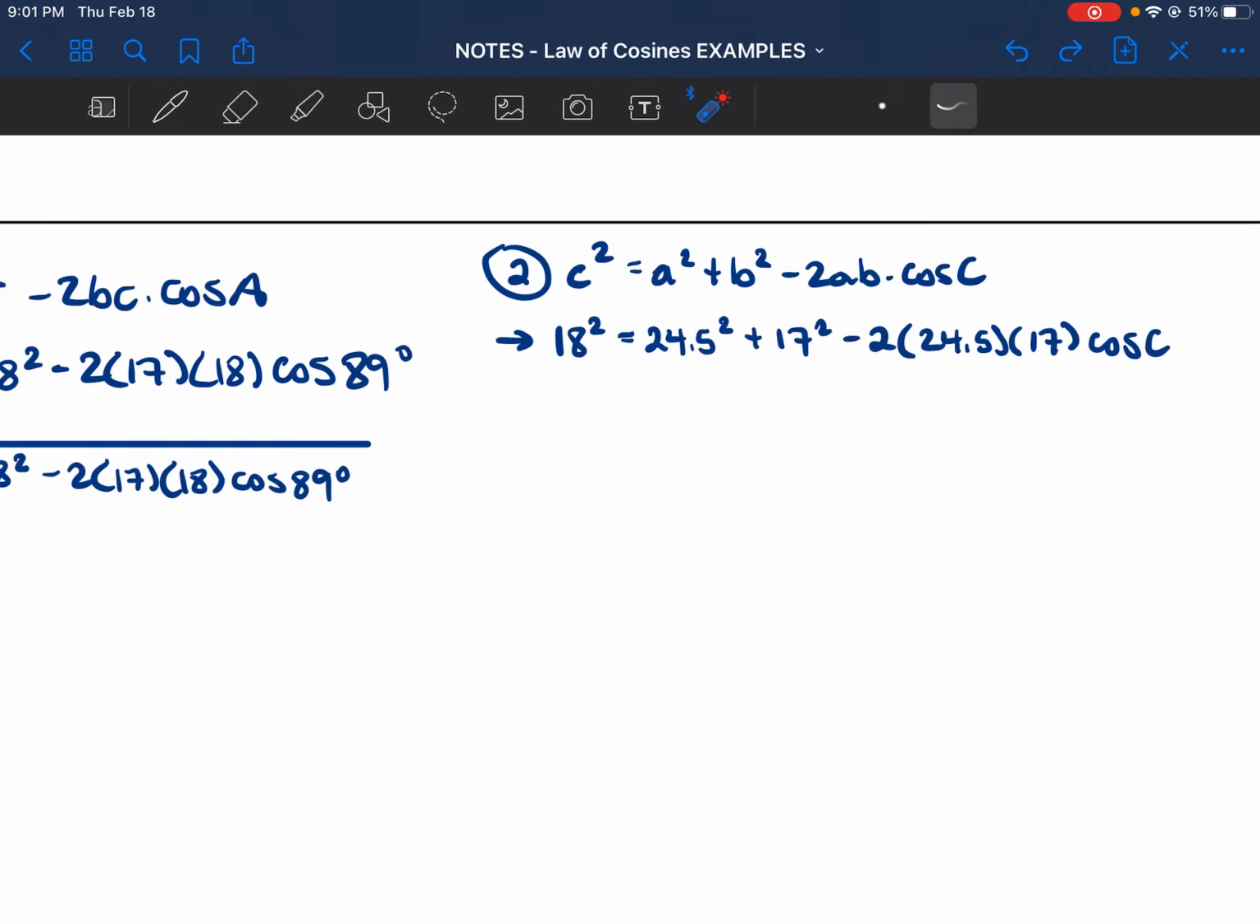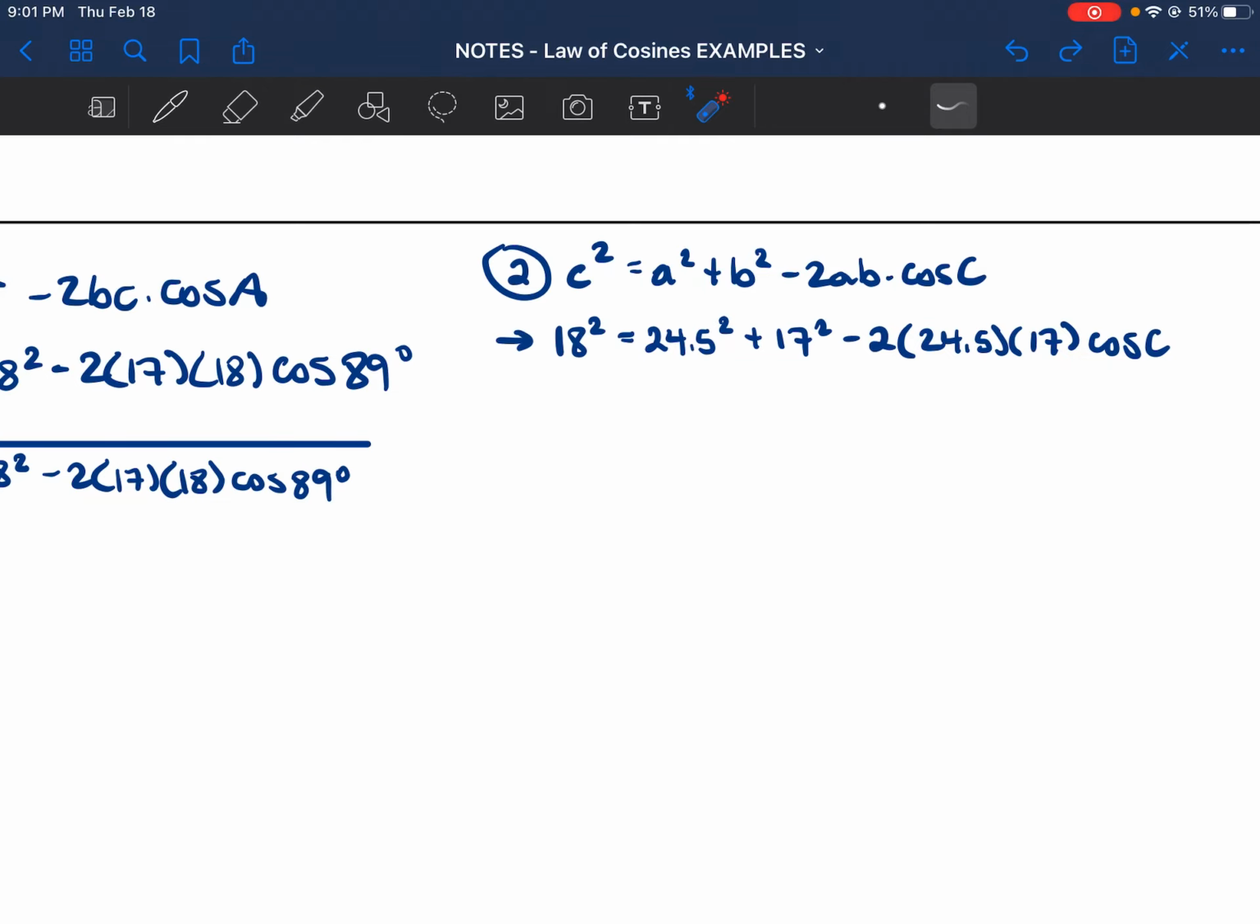And in a typical problem, what I would do is I would simplify 18 squared. I would simplify 24.5 squared and 17 squared. Then I would add them together. Then we would take whatever we get from this piece, and we would subtract it over to the left side. And then finally, whatever we would get from this piece right here, we would divide on both sides. And then lastly, to get rid of the cosine, we would take the inverse cosine.